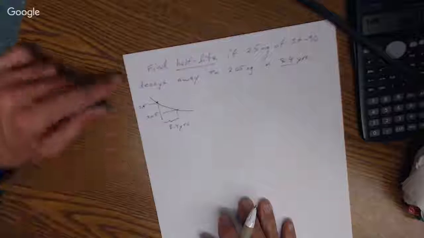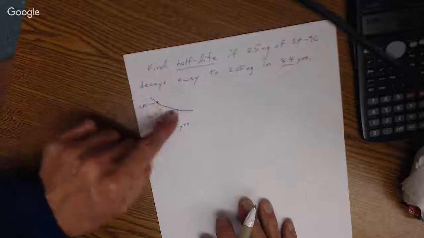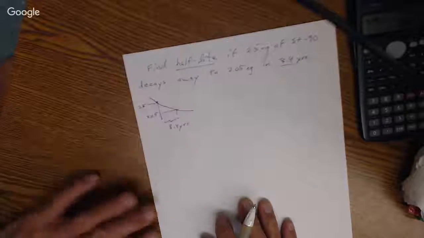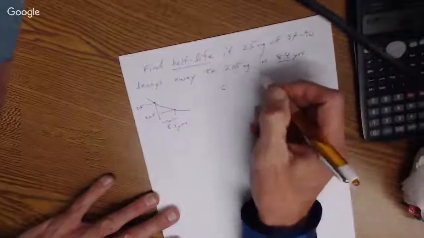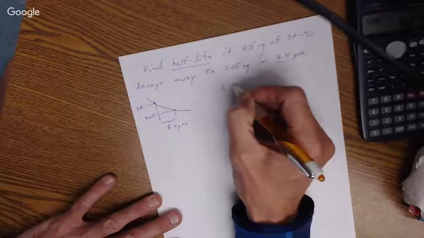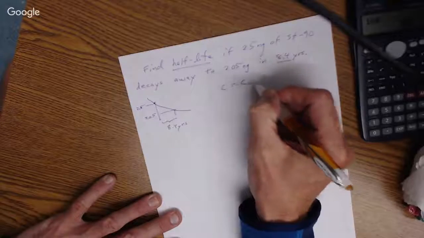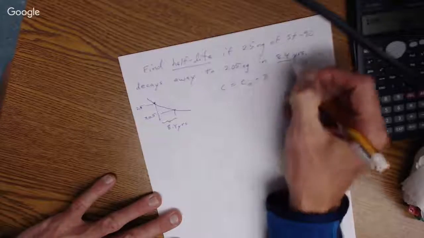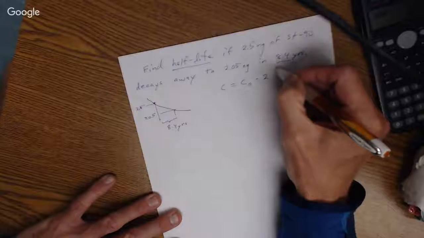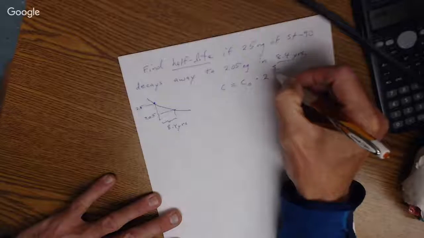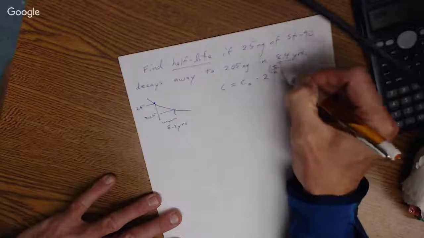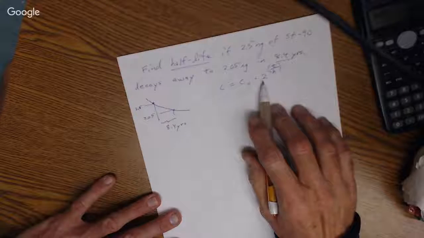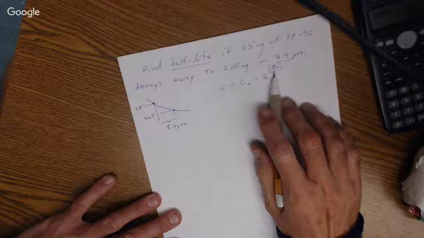If we know the time between these 2 points, we can find the decay rate, or we're going to call it the half-life. So here's our equation. This is off of the log applications worksheet number 3. C equals C0 times 2 raised to the exponent, t divided by the half-life.